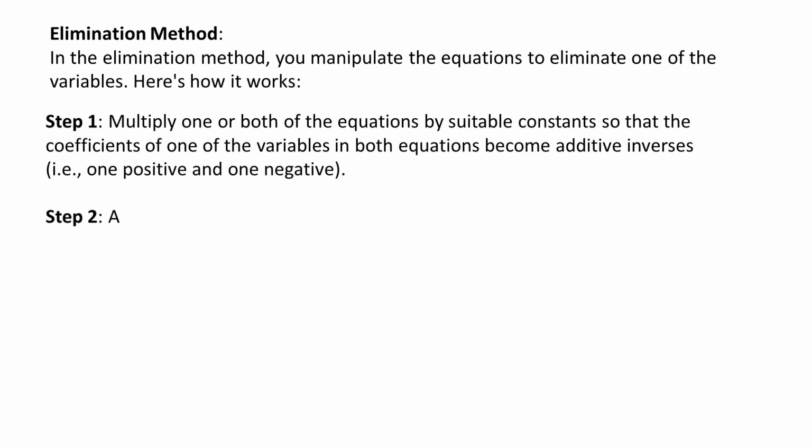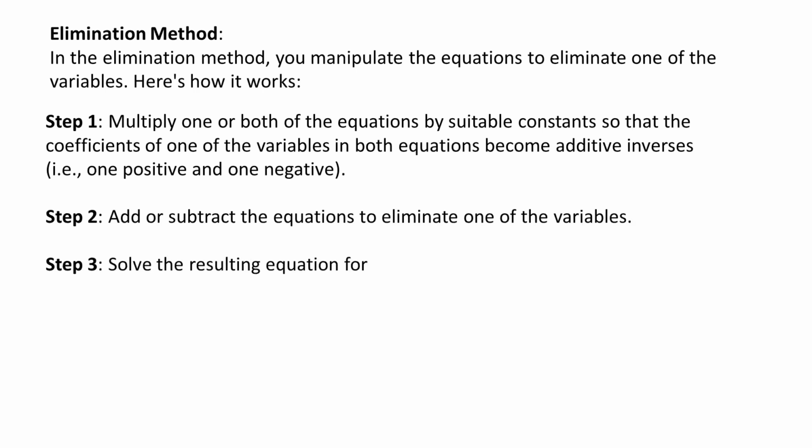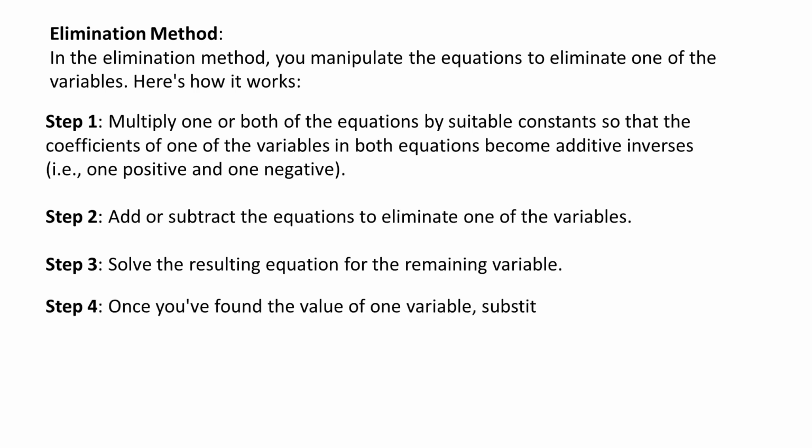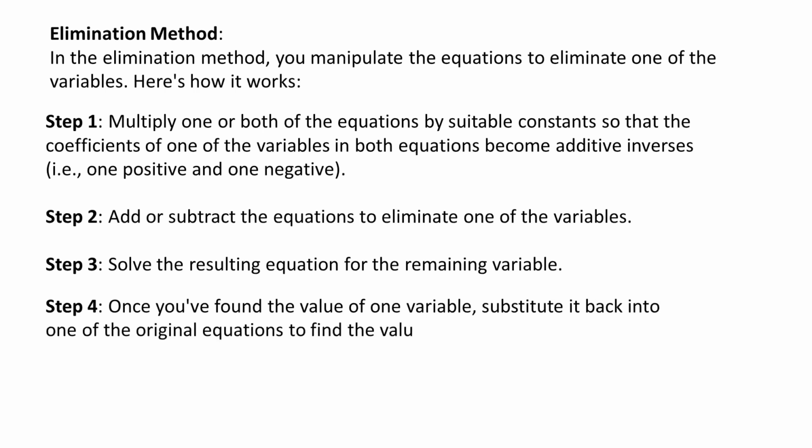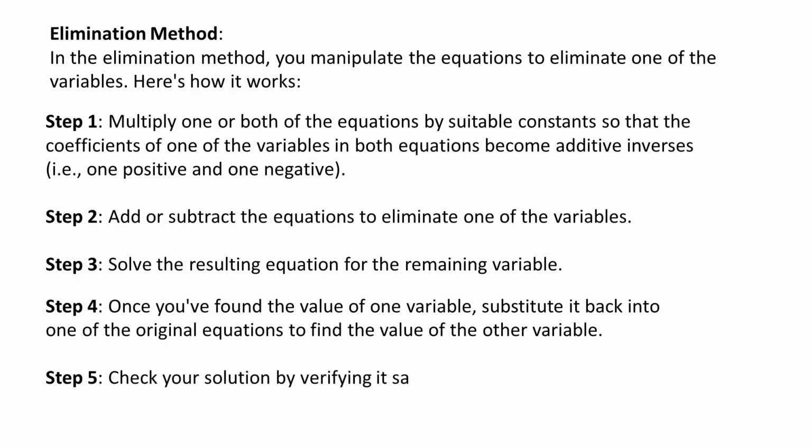Step 2. Add or subtract the equations to eliminate one of the variables. Step 3. Solve the resulting equation for the remaining variable. Step 4. Once you've found the value of one variable, substitute it back into one of the original equations to find the value of the other variable. Step 5. Check your solution by verifying it satisfies both equations.